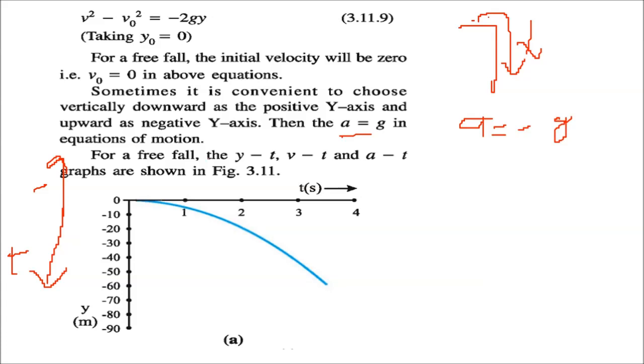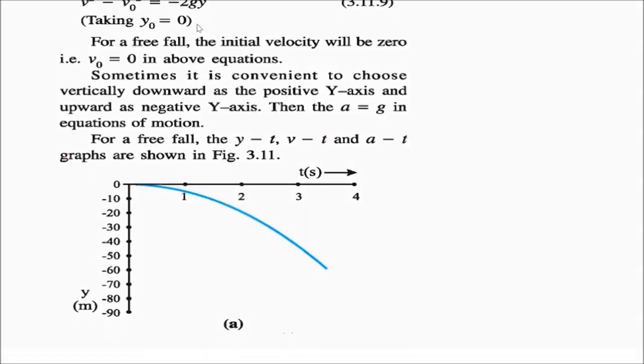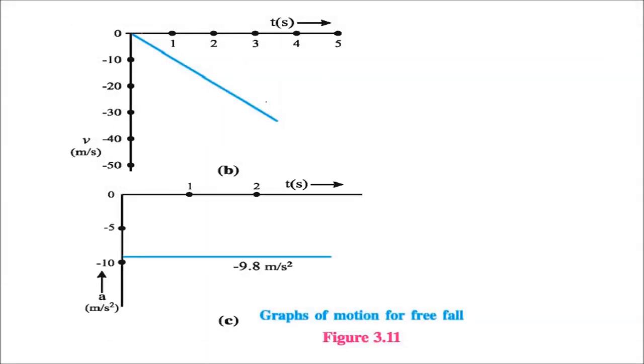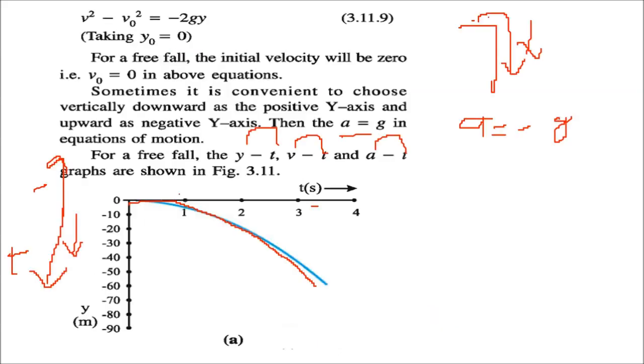And for a free fall, the yt, vt, at graphs, that is distance-time, velocity-time and acceleration-time graphs, are like this. First is the yt graph. This is the y direction, as I said, and this is the time, and something is falling freely. So the distance is increasing along with the time, but in the negative direction. This was the free fall yt graph.